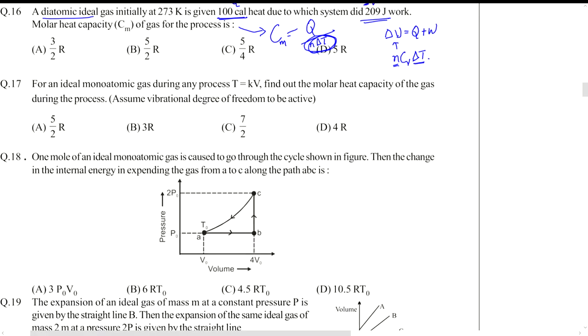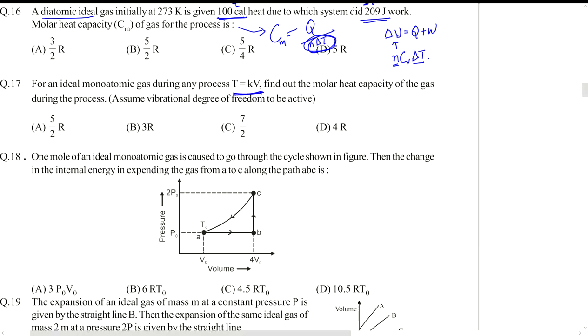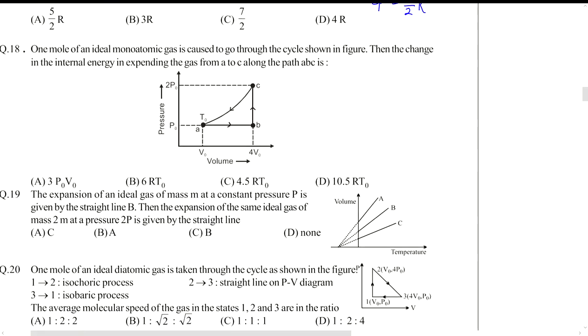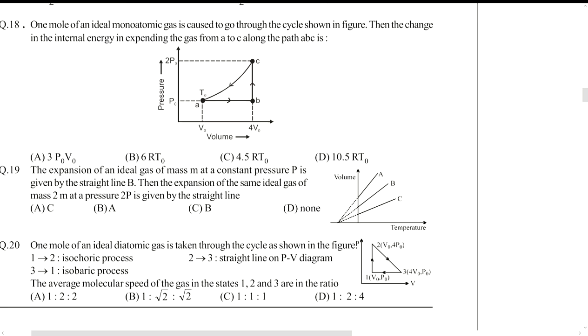Question 17 says we have an ideal monatomic gas for which T is proportional to V. Since T is proportional to V, this is an isobaric process. It asks for the molar heat capacity of the gas during this process. In an isobaric process, the molar heat capacity is simply Cp, which we know to be 5 by 2 R for a monatomic gas.